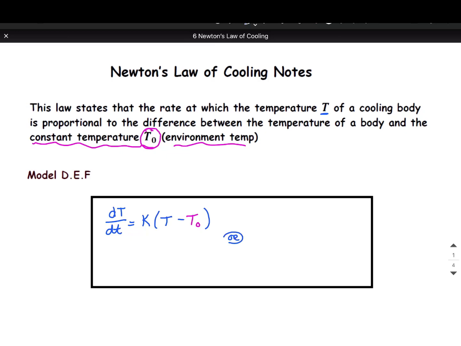Now, I know having capital T's and lowercase t's can be confusing, so sometimes people will change this to dy/dt equals k times y minus, again, the temperature of the environment.